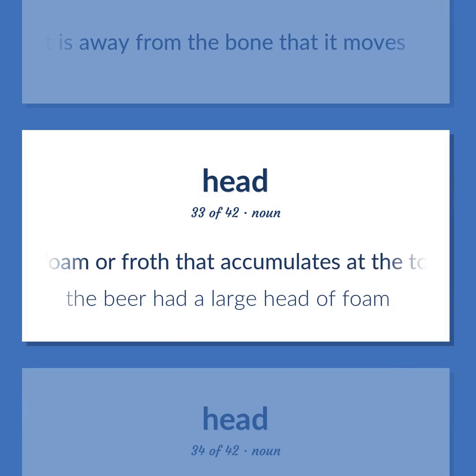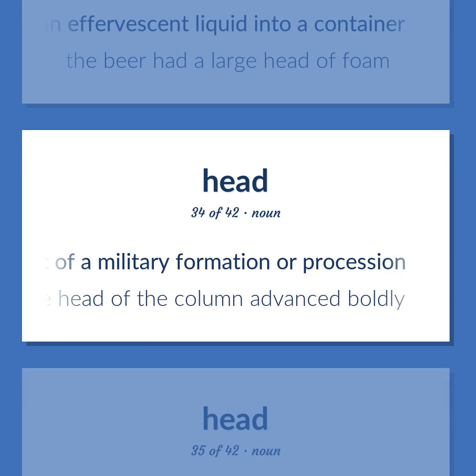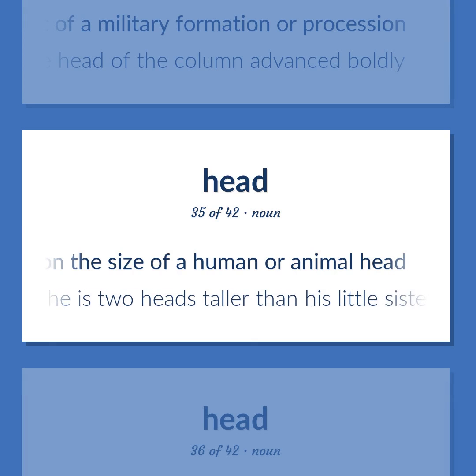The foam or froth that accumulates at the top when you pour an effervescent liquid into a container. The beer had a large head of foam. The front of a military formation or procession. The head of the column advanced boldly. The length or height based on the size of a human or animal head. He is 2 heads taller than his little sister.